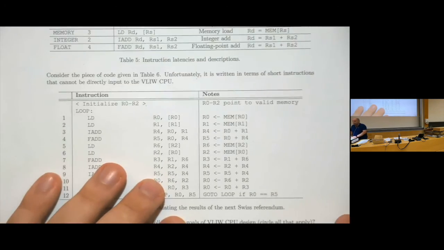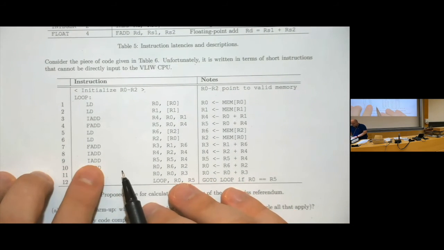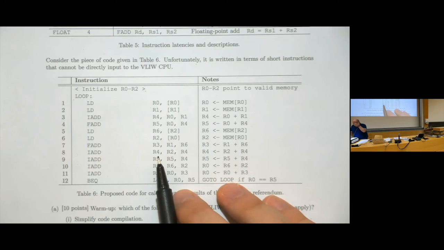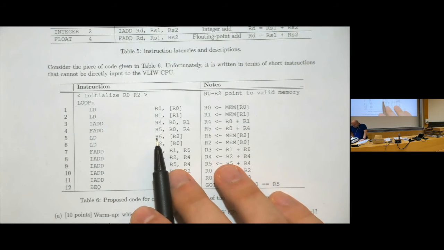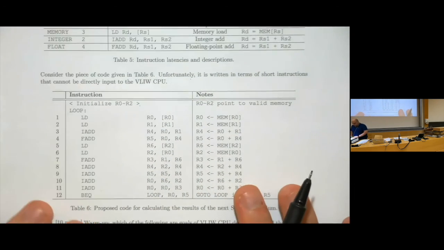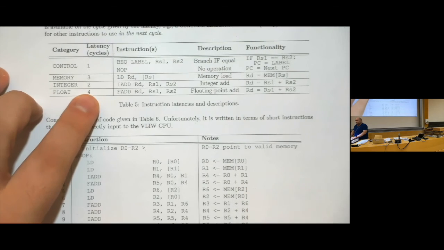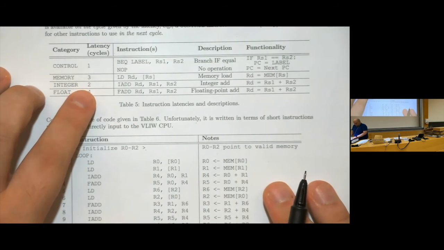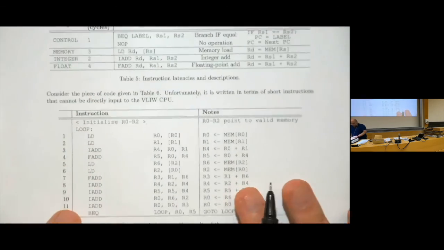Okay, next one over. Instruction 9, another IAD. This one depends on R5 and R4. So we just modified R4 in the previous instruction, and R5 was last modified by this floating point instruction. Okay, so we're just going to have to take a look at both of those. The latency of floating point adds is 4 cycles. The latency of integer adds is 2 cycles.